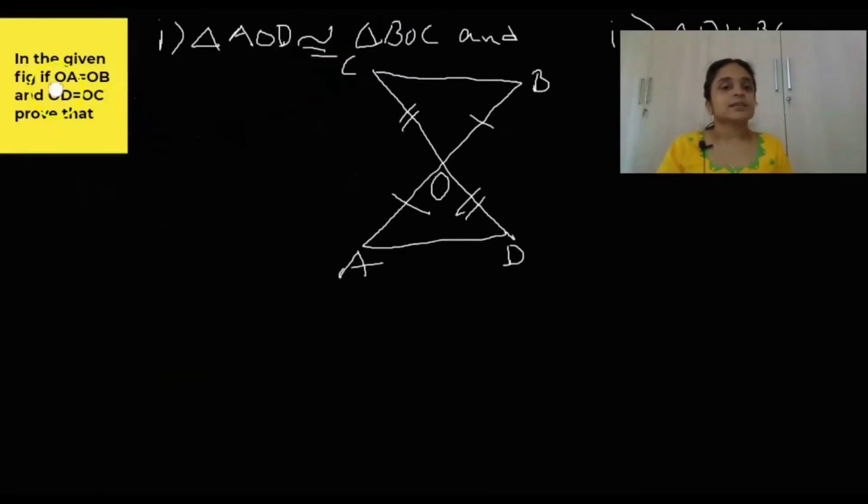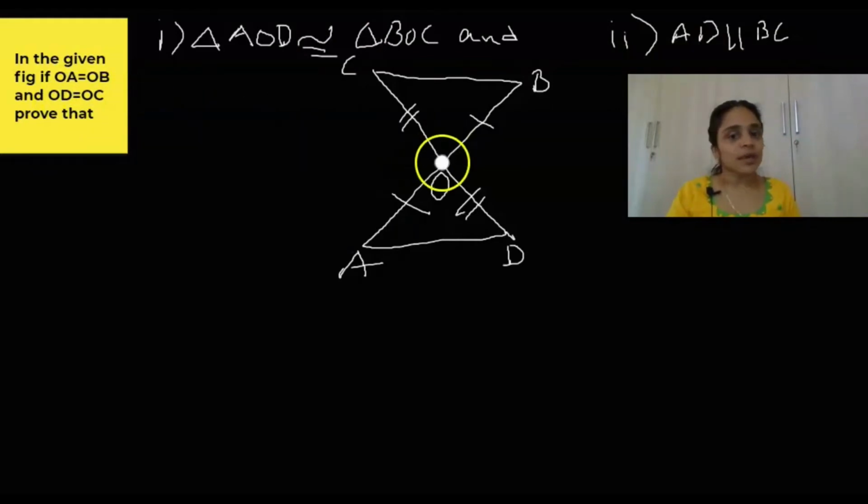First example: in the given figure, if OA is equal to OB and OD is equal to OC, prove that triangle AOD is congruent to triangle BOC. How will we prove this? First, two sides are given. We can prove this by the SAS congruence rule. So, we have to prove that one angle is equal. Then all the corresponding angles will also be equal.